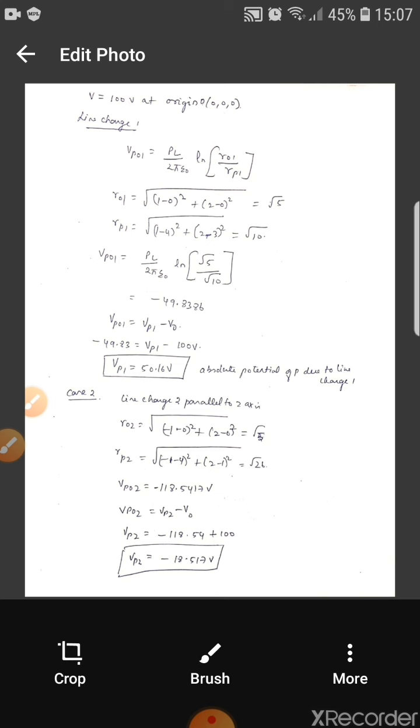In second case, you will be calculating line charge 2 parallel to Z axis. So you are going to calculate the vectors RO2 and RP2. RO2, by considering the origin and the first set of values, you will be getting root 5, and RP2, second set of values, x is equal to minus 1, y is equal to 2, and the point P 4, 1, 3, that is equal to root 26.